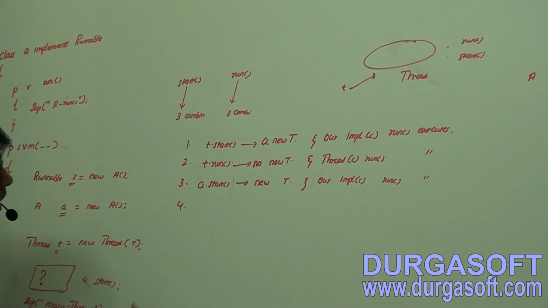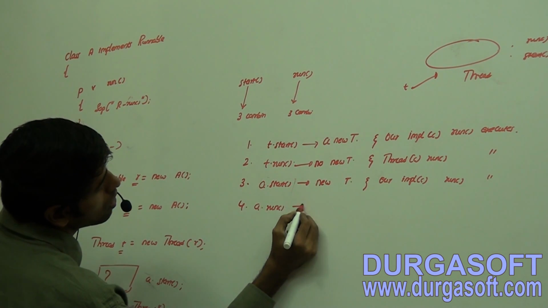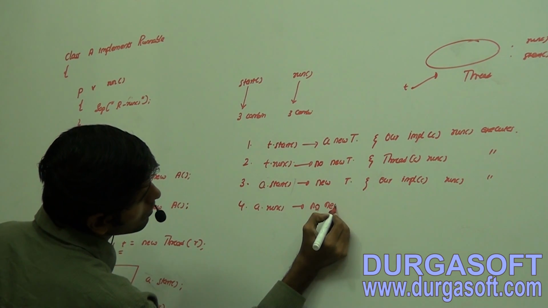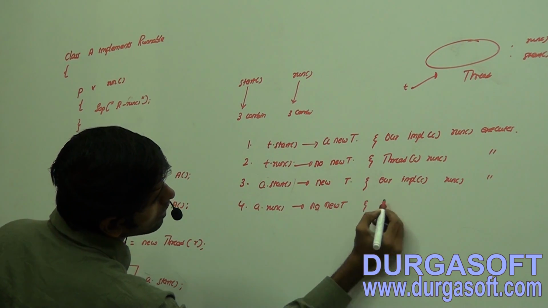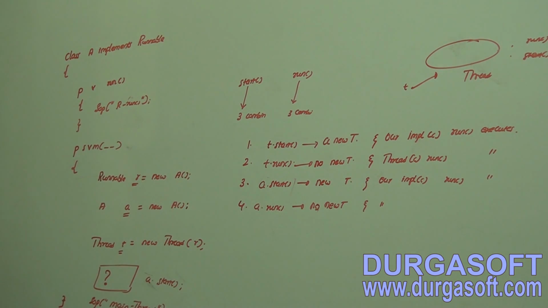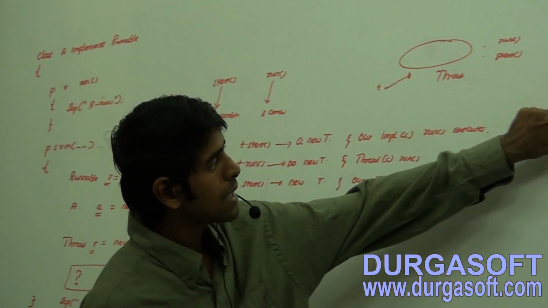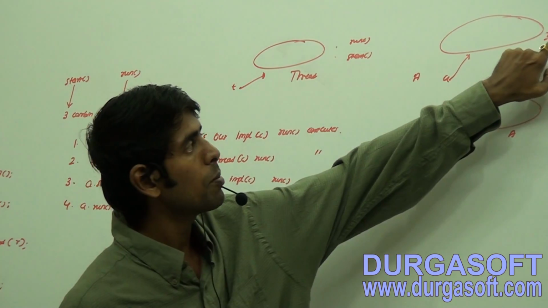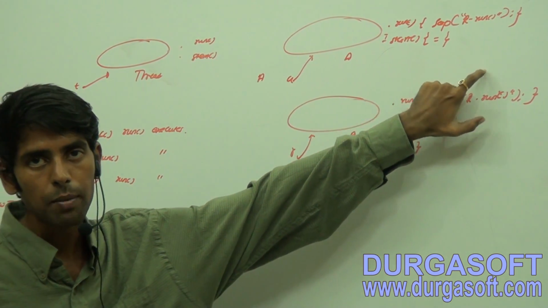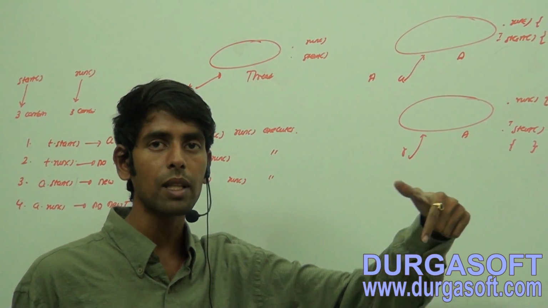And what is the other one? A dot run method directly: no new thread will get created. Here, what is A? The type of small a is capital A. Capital A has one run method implementation. So with a dot run, our implementation class run method will get executed.